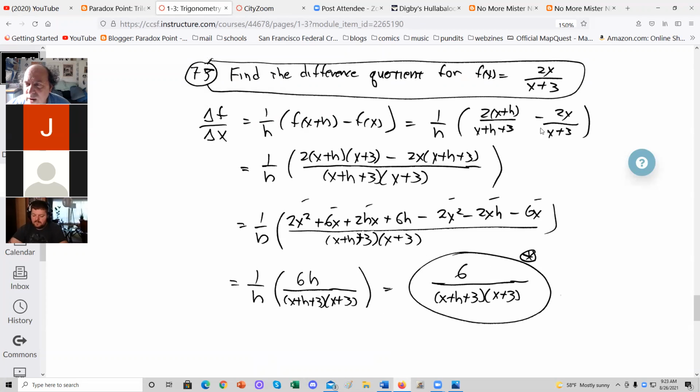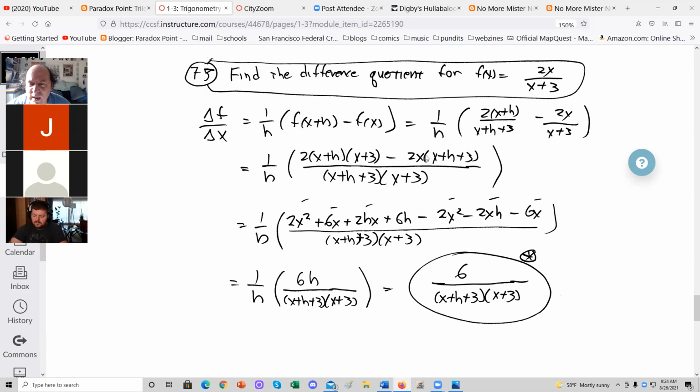Okay, so now we have a difference between two fractions. We use what I call the rabbit rule. A times d minus b times c. 2 times x plus h times x plus 3 minus 2x times x plus h plus 3, over the product x plus h plus 3 times x plus 3.